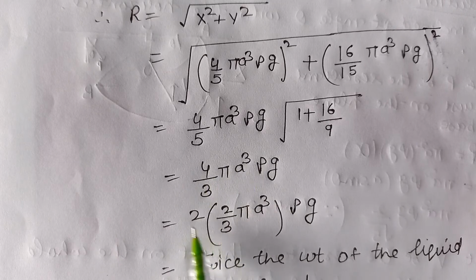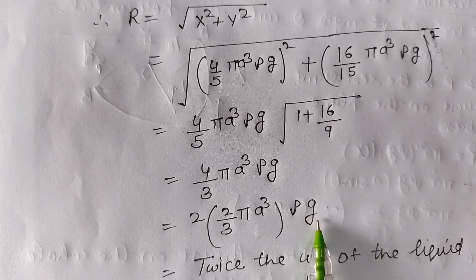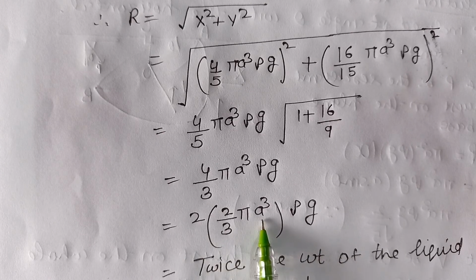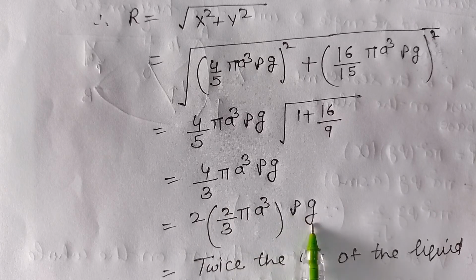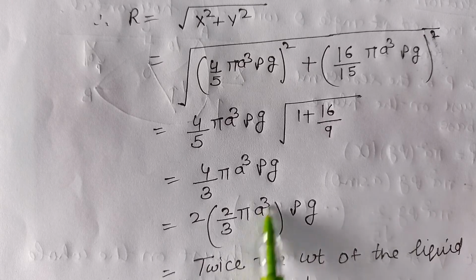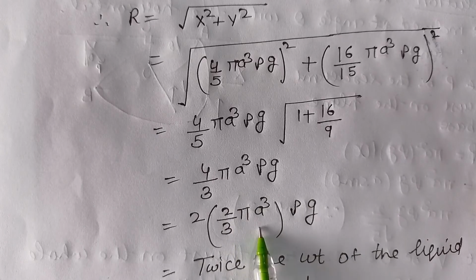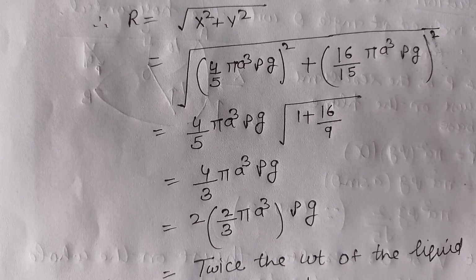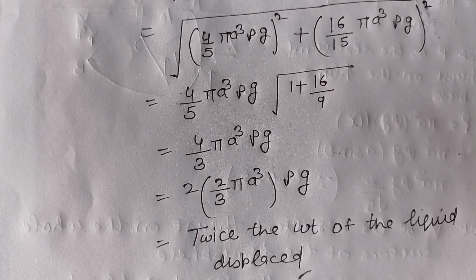Now this can be written as 2 into 2 by 3 pi a cube into rho g. Now 2 by 3 pi a cube is the volume of the hemisphere, rho is the density of the liquid, and g is the acceleration due to gravity. Volume into density into g is the weight of the liquid displaced. So we have proved that the resultant thrust on the curved surface of the hemisphere is equal to twice the weight of the liquid displaced. So this completes the solution of the given problem.